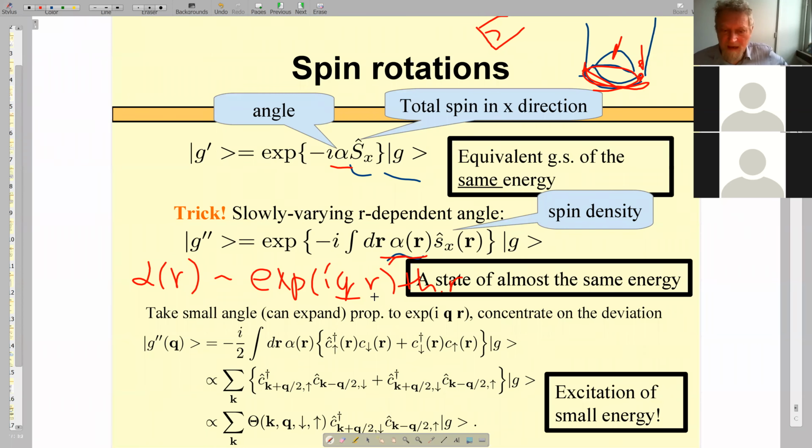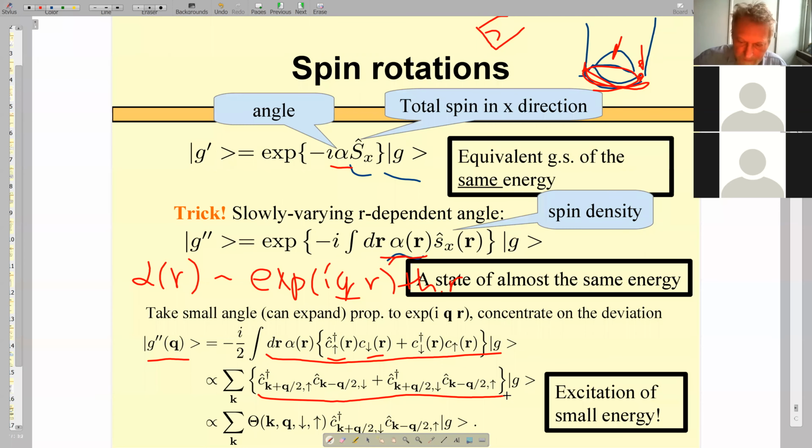Right? So I expand the resulting state. This is addition to this state, addition proportional to alpha. And I just look, what do I have here? Well, I have these operators as field operators depending on R. I go to K space, rewrite it here, keep the same K.